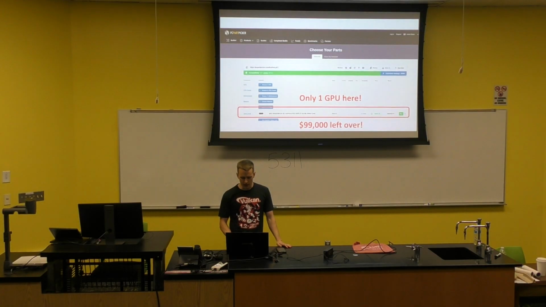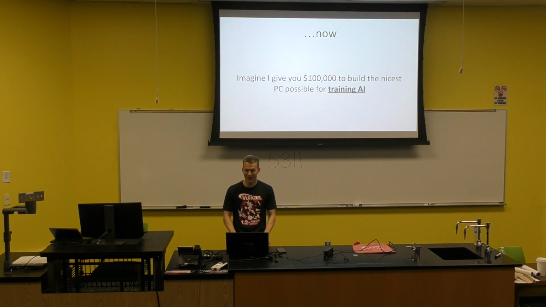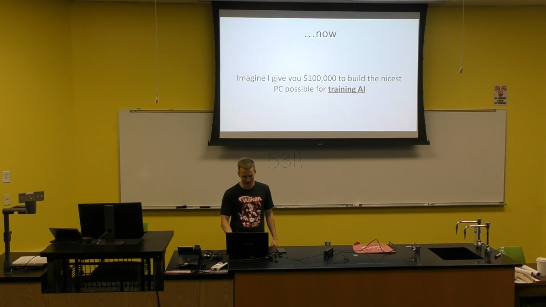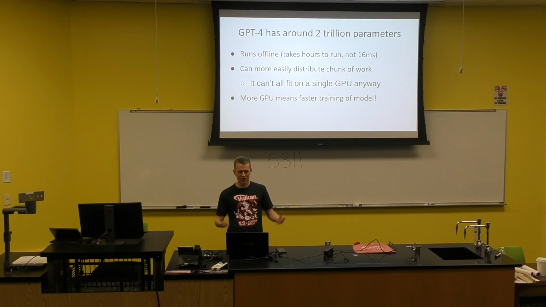So that's why when you game, you get 1 GPU, and then the rest of the money you spend on everything else, okay? Well, now change the question: I give you $100,000, but you can use the GPUs, and you have to build the PC for training AI. Whoa. So, ChatGPT-4, that's like a 2 trillion parameter model, and this thing runs offline. People are expecting this to take hours to run, not 16 milliseconds.